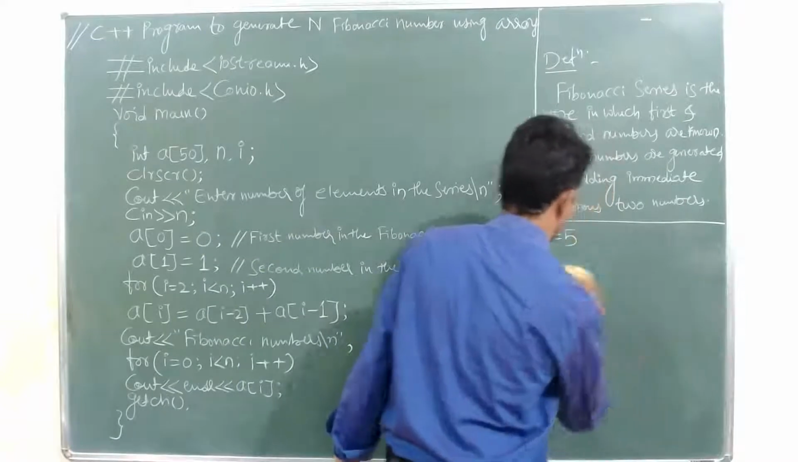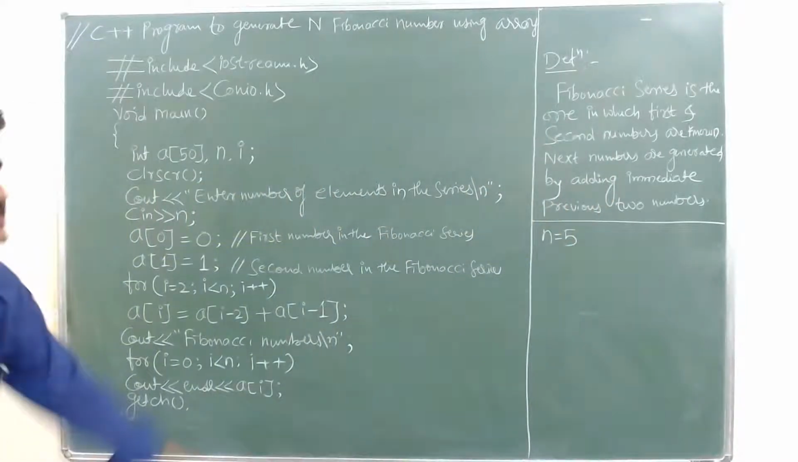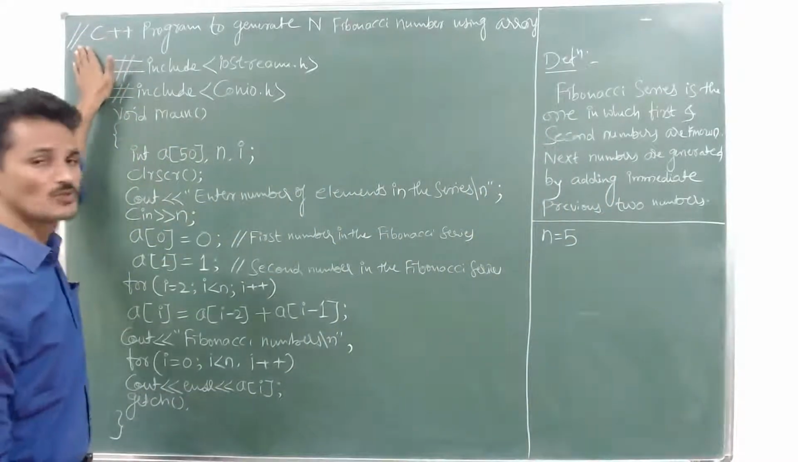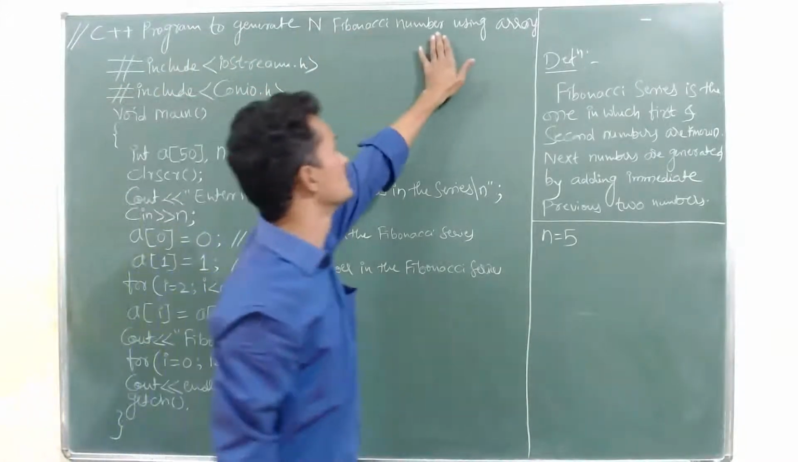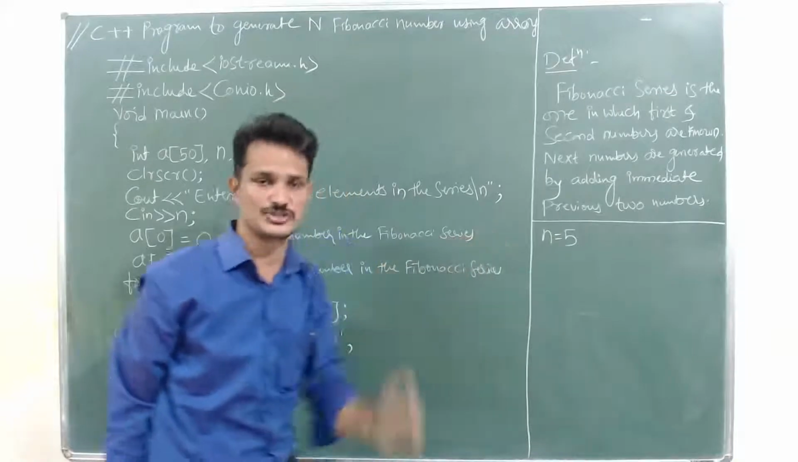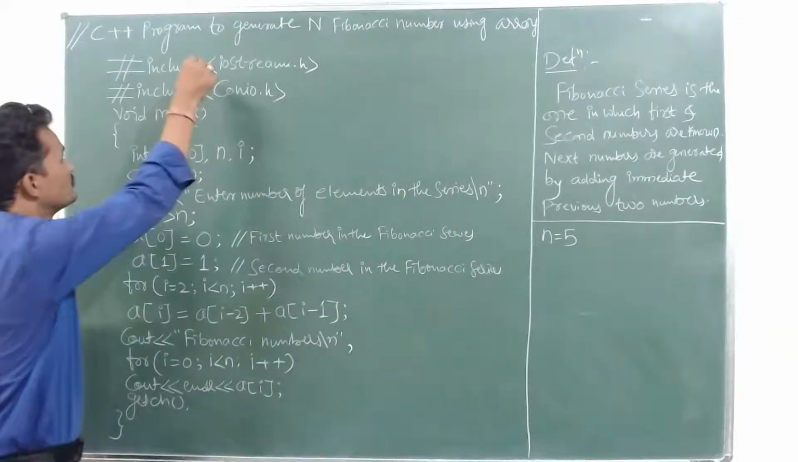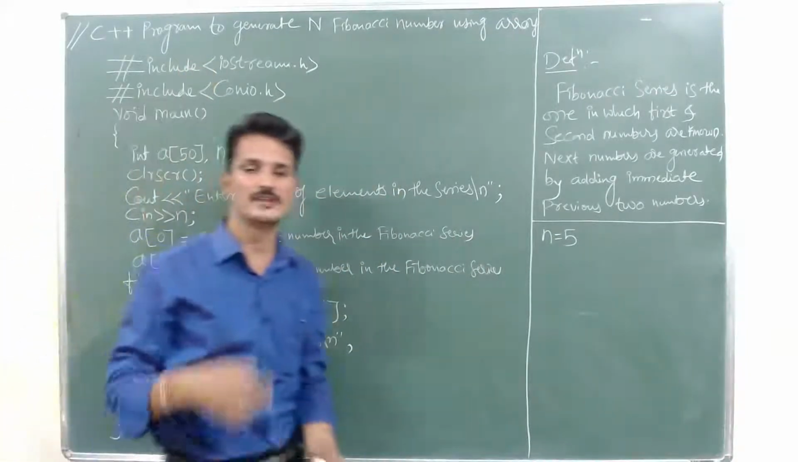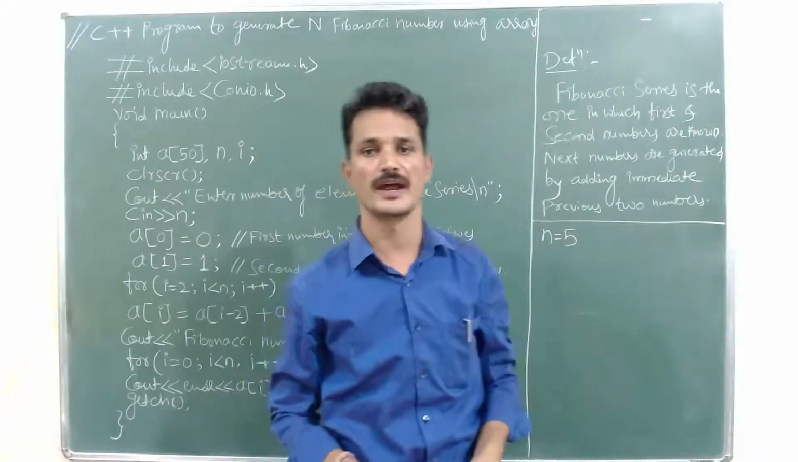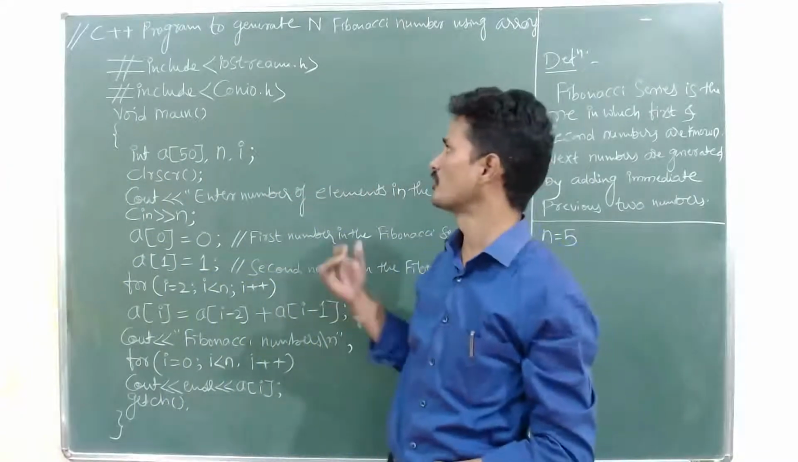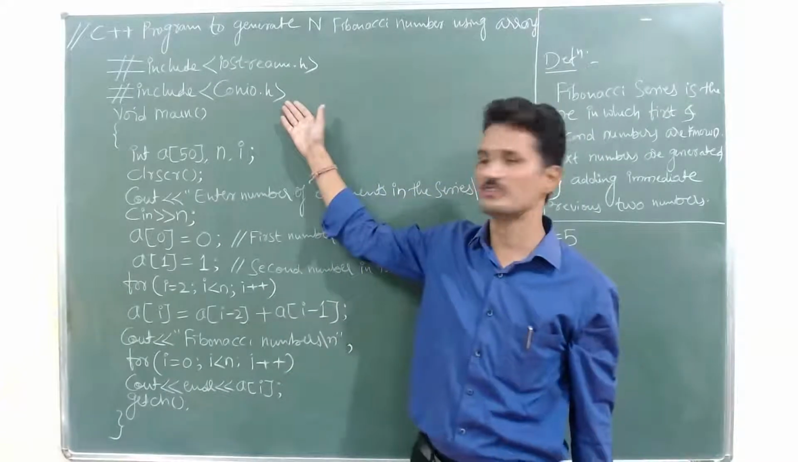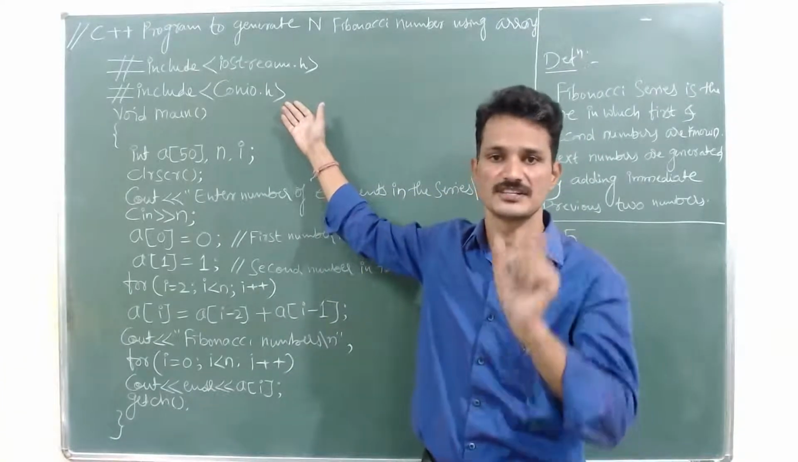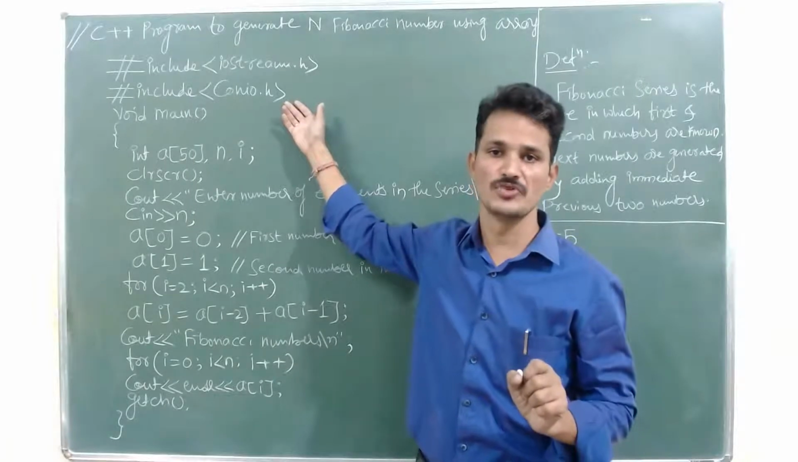Right. So now have a look at the C++ program. This is the single line comment: C++ program to generate n Fibonacci numbers using arrays. Fine. So the first two lines are nothing but header files. The first one is hash include within the angular brackets iostream.h, which stands for input output stream header file. Well, the second one is hash include within the angular brackets conio.h, which stands for console input output header file.